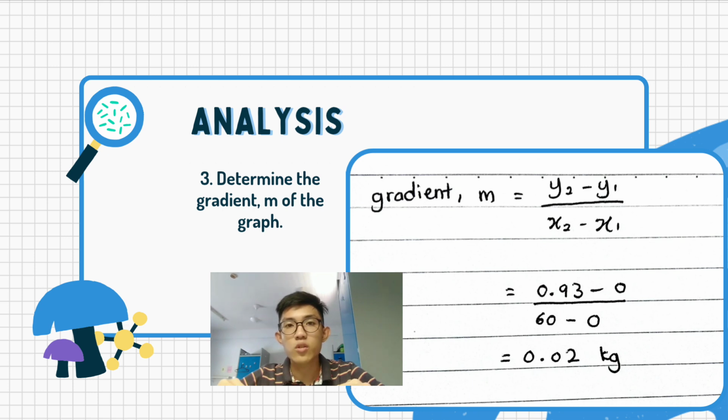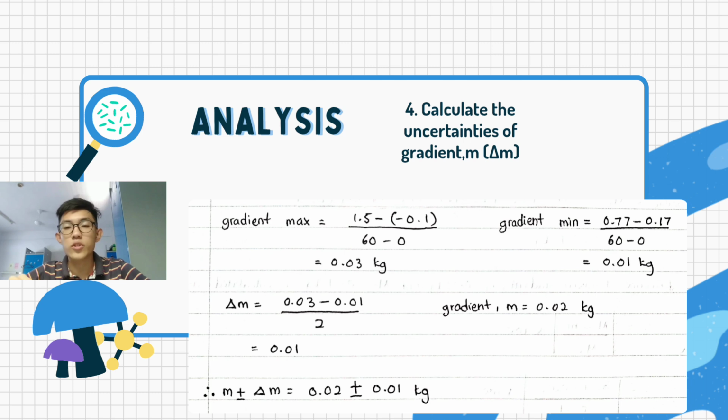Question 3 is to calculate the gradient m on the graph. Based on our data and calculation, we got 0.02 kg. Question 4 is to determine the uncertainty of the gradient. The uncertainty of the gradient that we got is 0.02 plus minus 0.01 kg.